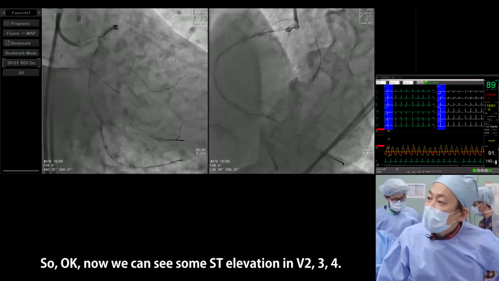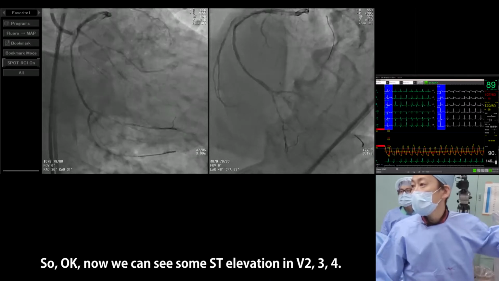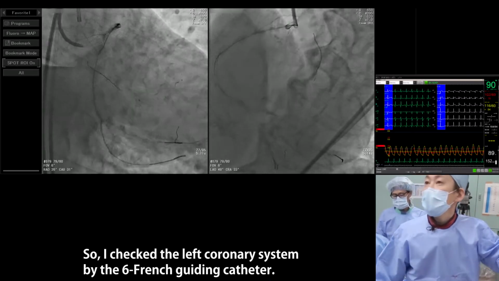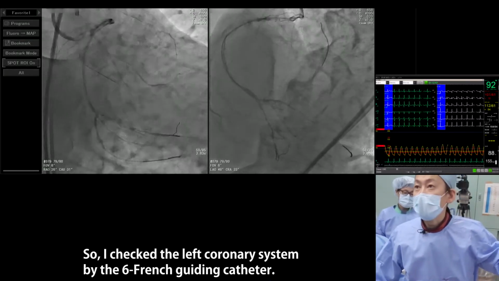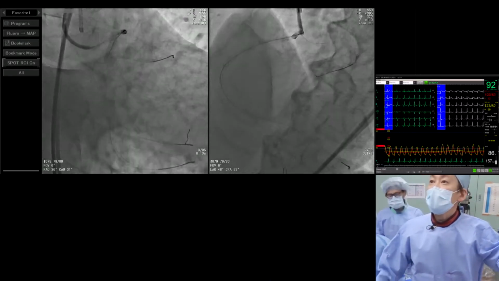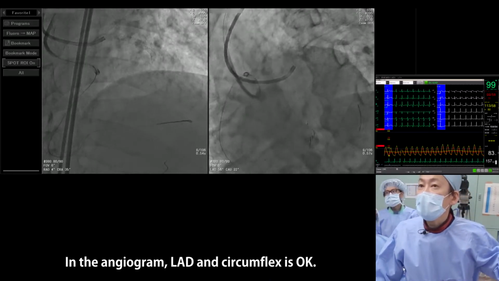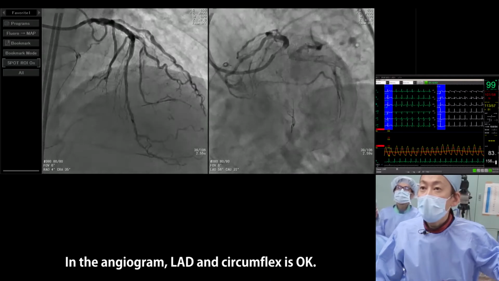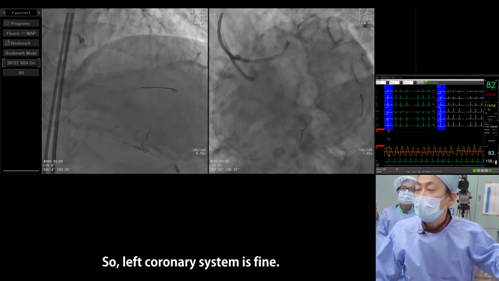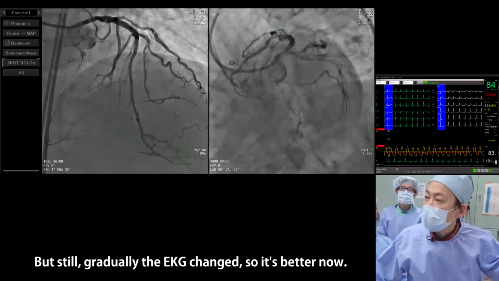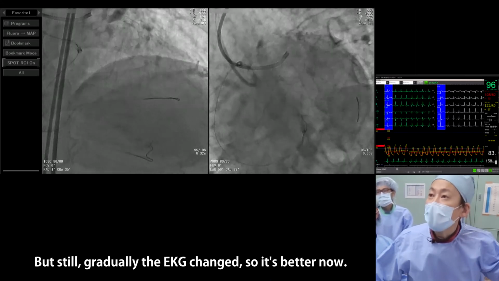So now we can see some ST elevation in V2, 3, 4. So I checked the left coronary system with the 6 French guiding catheter. Next please. So in the angiogram, the LAD and the circumflex are okay. So the left coronary system is fine. But still, gradually the EKG changed. It's better now.